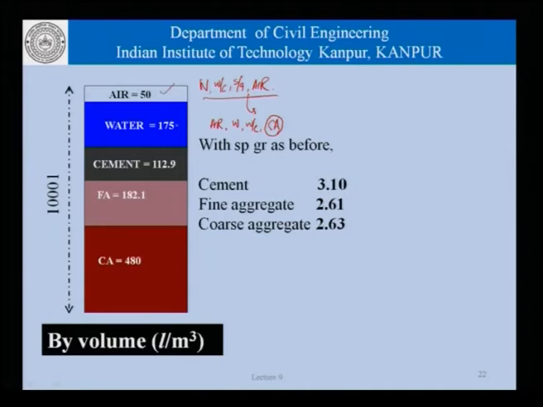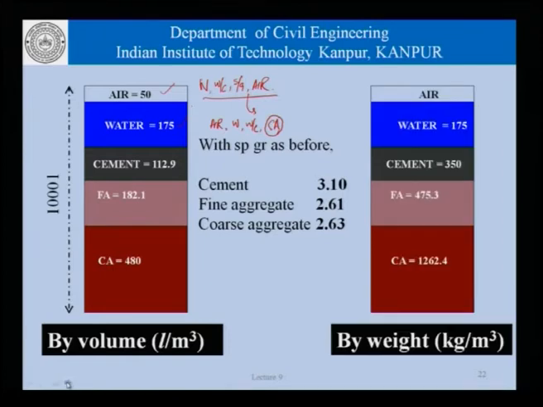Air is known, water let us say is 175, that will be known, water cement ratio, this is the mass version of this table. So, the water cement ratio being 50%, 175 and 50% gives you 350, which gives you 112 liters of cement. Now, the only difference is here, how do we apportion the fine aggregate content and the coarse aggregate content.